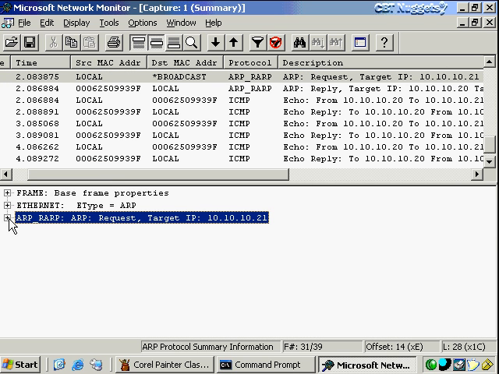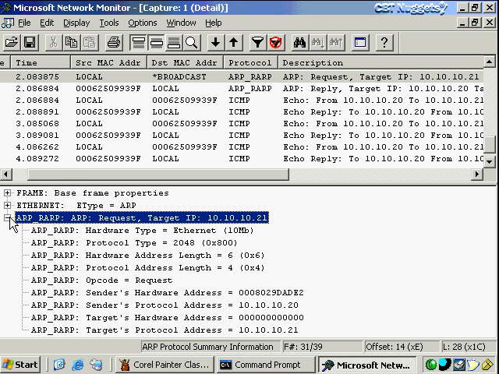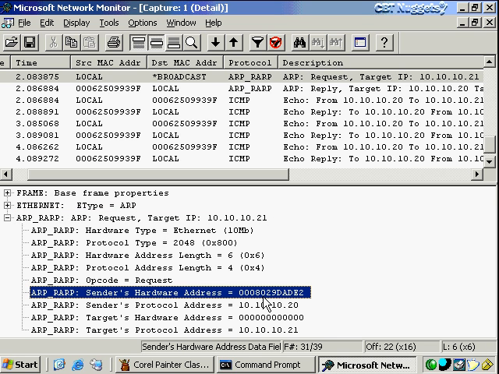10.10.10.21. And all it's doing is it's a broadcast packet, and you can see it right there. It's a broadcast going from this local host to a broadcast. And it's saying, tell me who in the world's got this IP address. And then the reply is going to come back from the correct MAC address. You see, when it sends out this request, it includes the sender's hardware address in it.